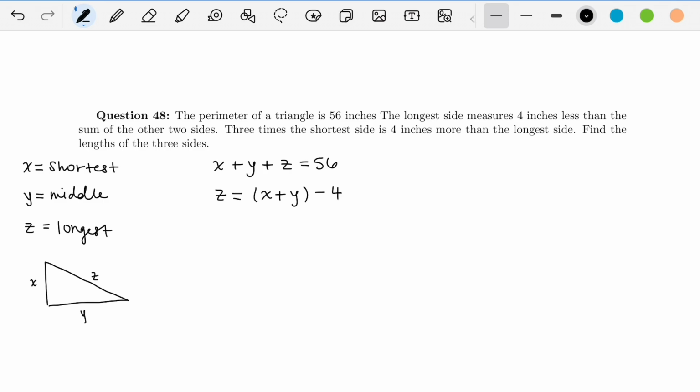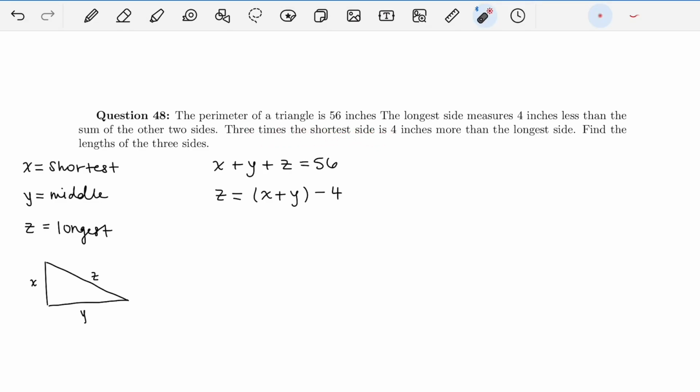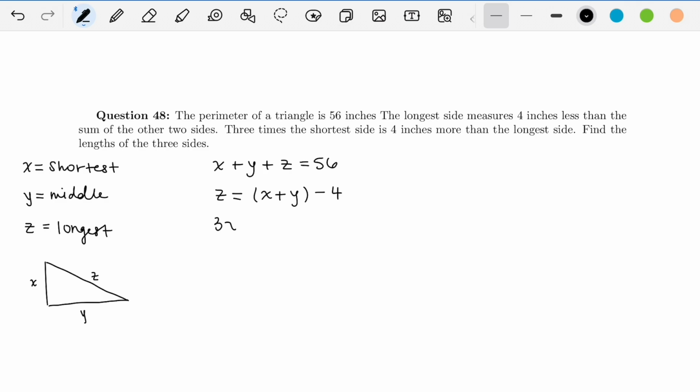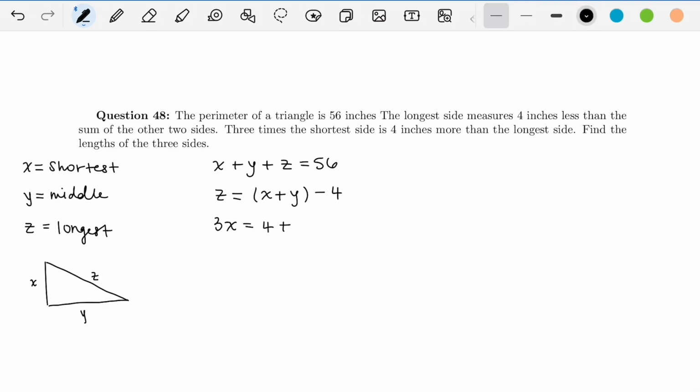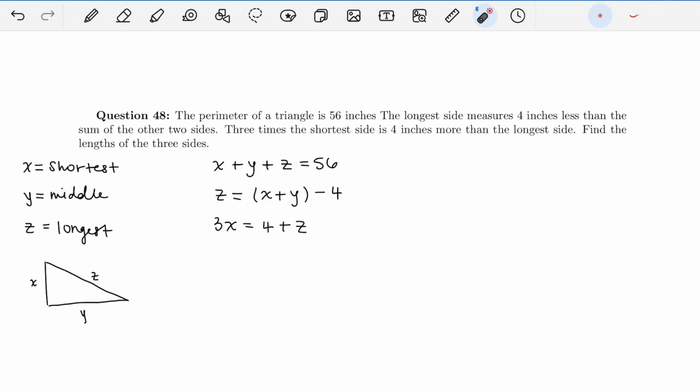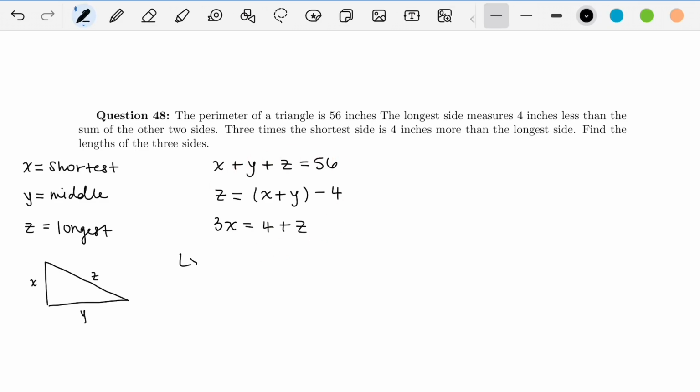And lastly, we see that 3 times the shortest side, so that'll be 3x, is going to be 4 inches more than the longest side. So this would be 4 plus our longest side, z. So this is our system of equations here. Notice we have 3 equations and 3 unknowns. Now, before we get started on finding a focus variable, eliminating it, and solving for these unknown values, I'm going to rewrite this system so that all of the equations are in standard form.